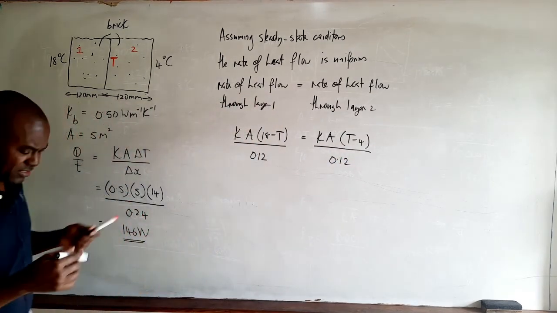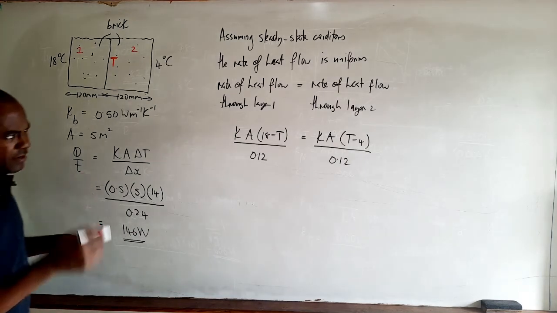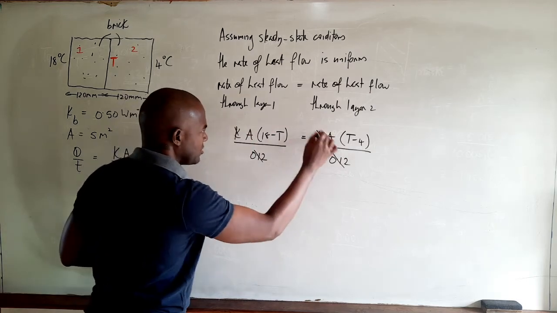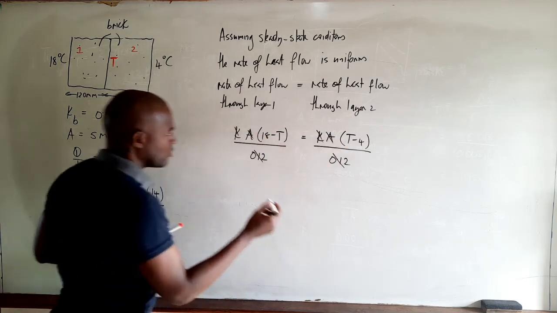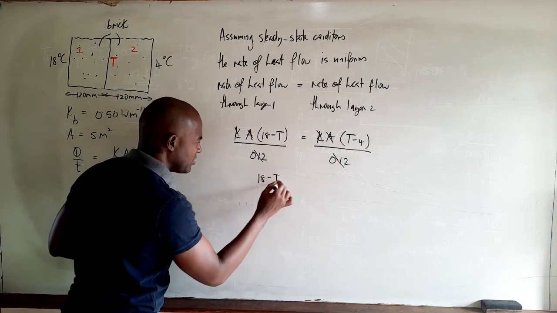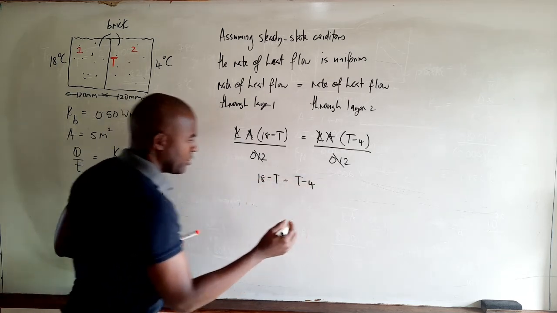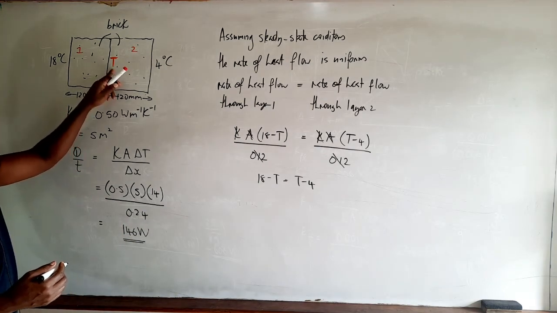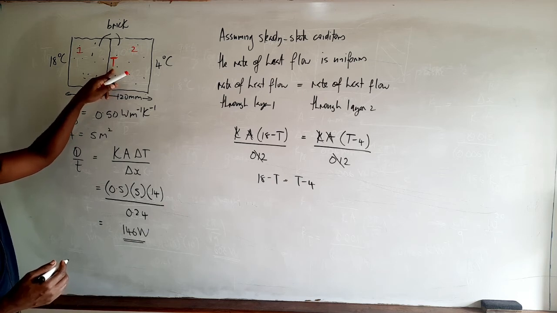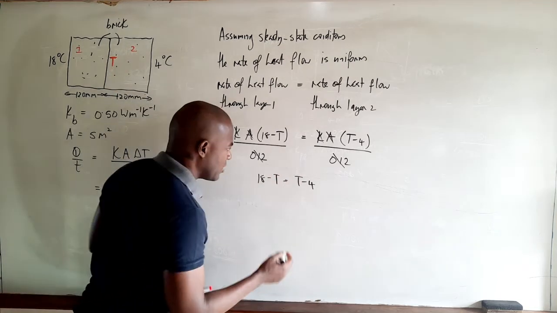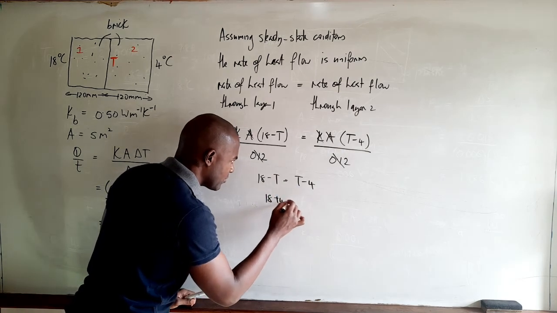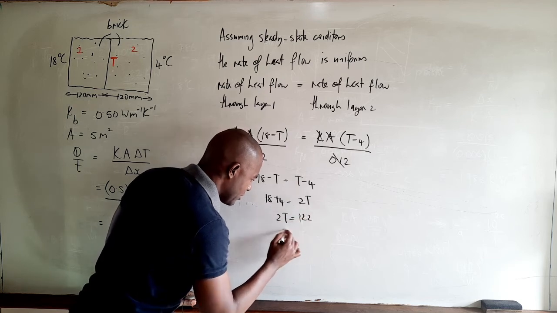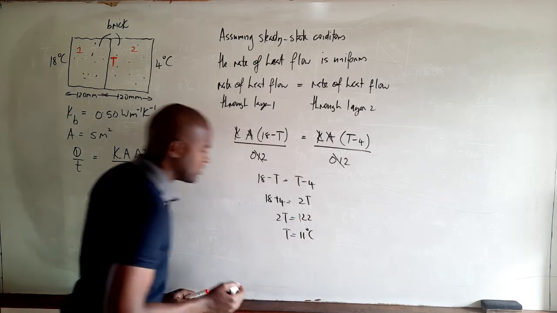Now we have the same thing on either side of the equation: the 0.12s cancel, the K's cancel, and the A's also cancel. What we're left with is 18 minus T is equal to T minus 4. If we bring all the T's to one side, we can solve for T, the temperature at the junction where the two layers of brick meet. So 18 plus 4 is equal to 2T, 2T is equal to 22, and therefore T is equal to 11 degrees Celsius.